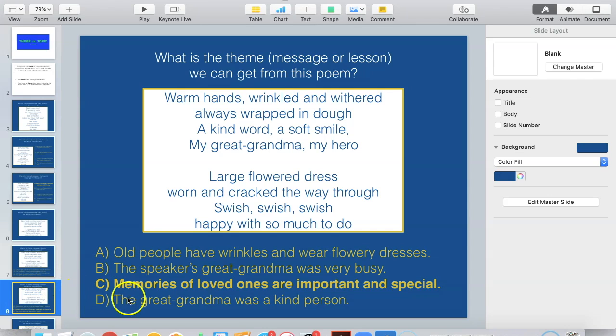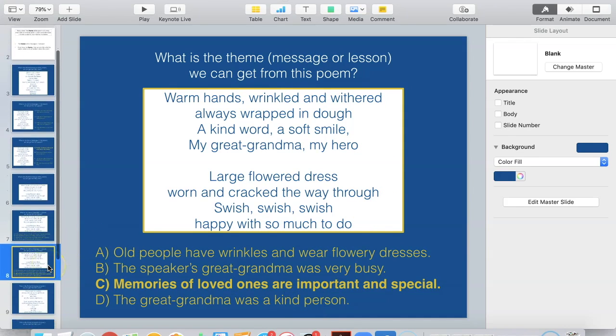That's how we know the difference between C being the answer and D being the answer, because we don't really see enough here about her kindness. We know she's kind in the beginning, but it's not really repeated. So when you're stuck between two answer choices, think about which one is present more. Which one is in the poem more? There's more here about a memory, because the whole entire thing is a memory. There's not really enough to be a kind person.